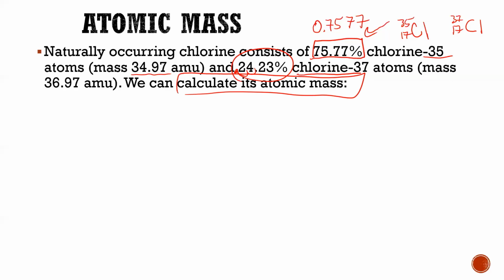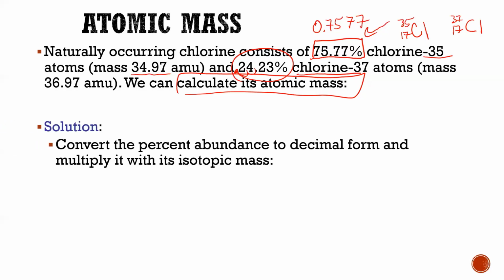And a lot of you are smart. You're going to look at the periodic table and say, man, Sean, it's just 35.45. Yeah, but you're not showing me your work. I need to see your work. Anybody could look at a periodic table. So how are you going to show me your work? Well, just like the previous slide.